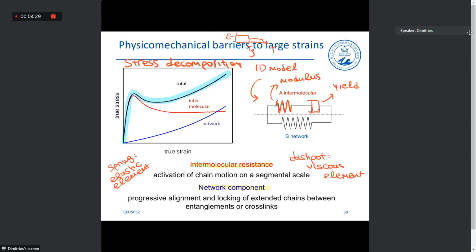And the second part of this 1D model, viscoelastic or viscoplastic model, that's how they usually are called, is this network component, okay, which is represented by just one spring. And this spring essentially guides the ultimate elongation and strain hardening.